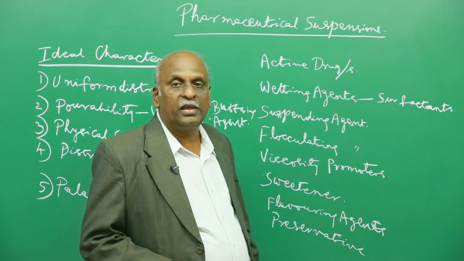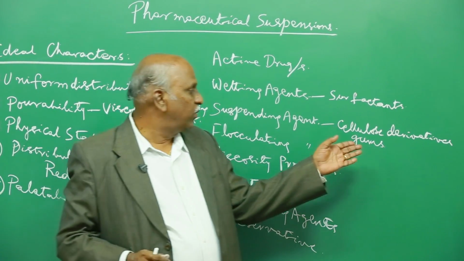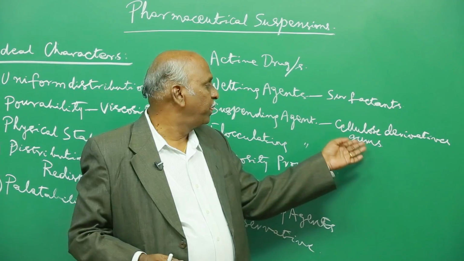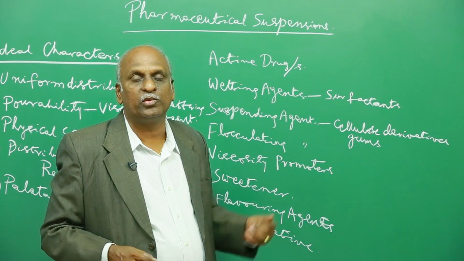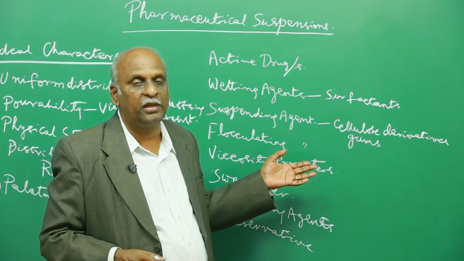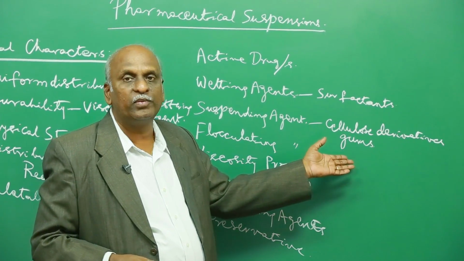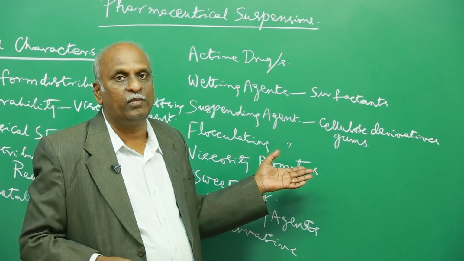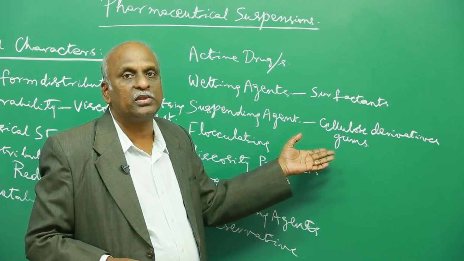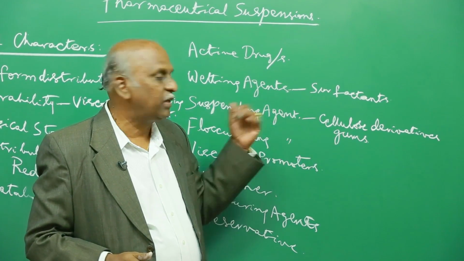So the examples for suspending agents are certain natural gums and cellulosic derivatives like sodium carboxymethyl cellulose, methyl cellulose, sodium alginate. All these are hydrocolloids which can be used. Apart from that, we can use various types of gums like xanthan gum, or we can also use acacia, and we can also use tragacanth and various other materials.